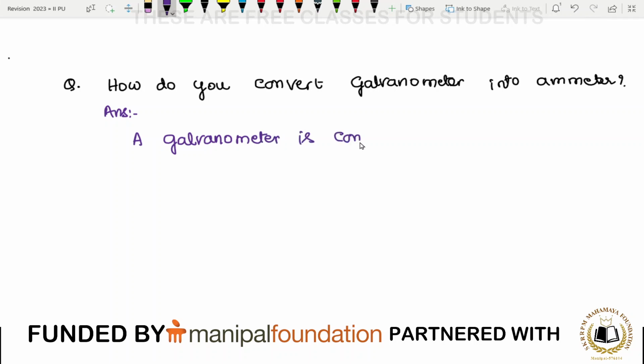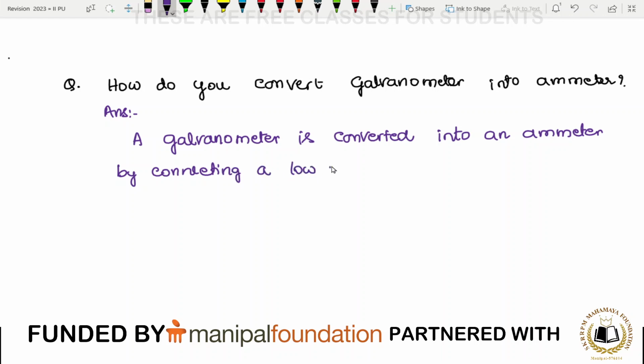A galvanometer is converted into an ammeter by connecting a low resistance in parallel with the galvanometer. Okay.